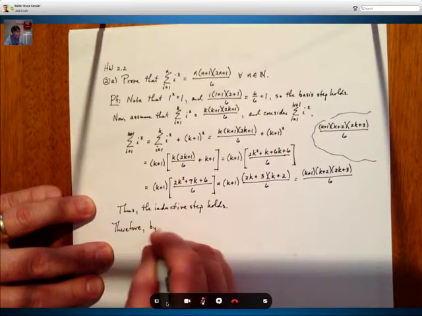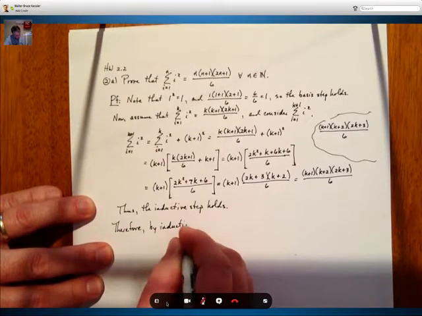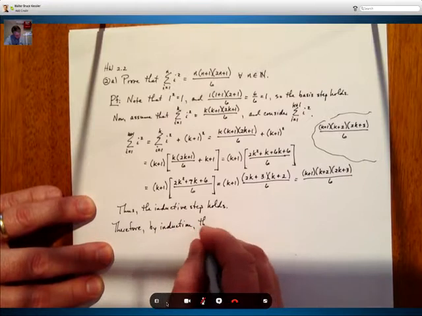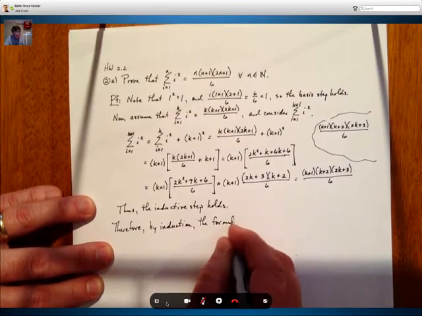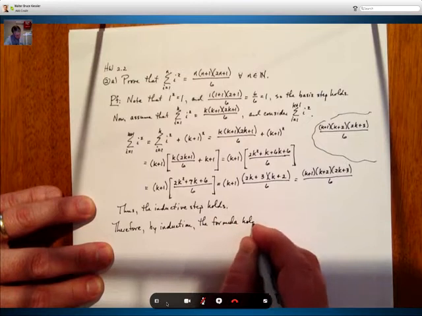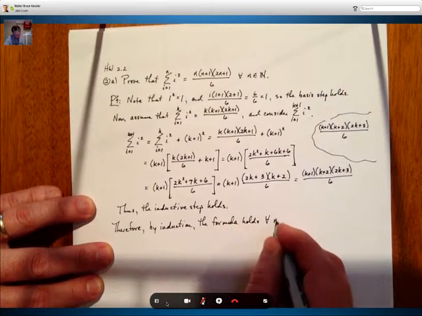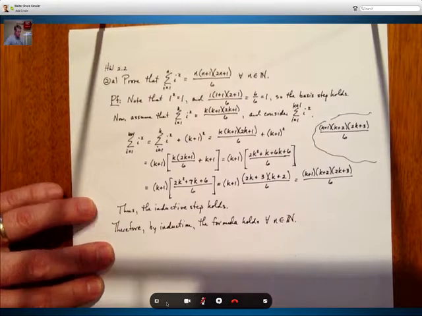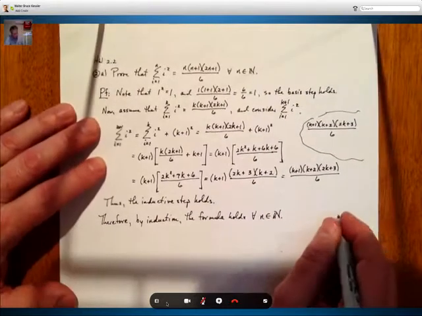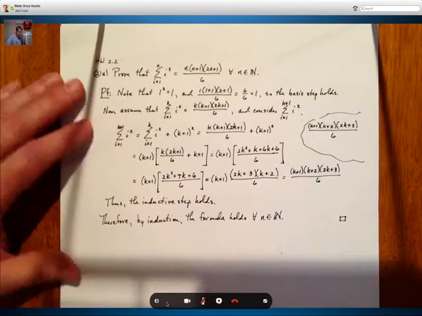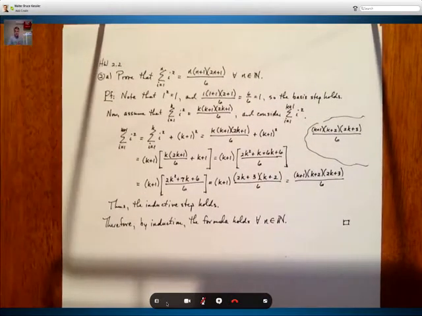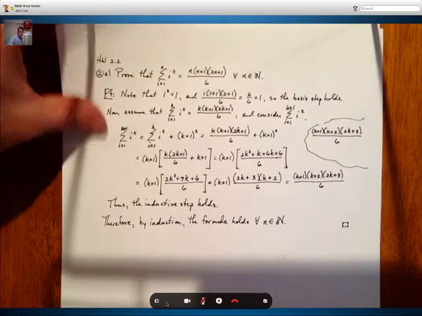Therefore, by induction, the formula holds for all n in the natural numbers. Okay? And we did. Okay? See if that makes sense to you, what we're talking about there. It forces us to do a little algebra, but we should be okay with doing a little algebra. Alright.